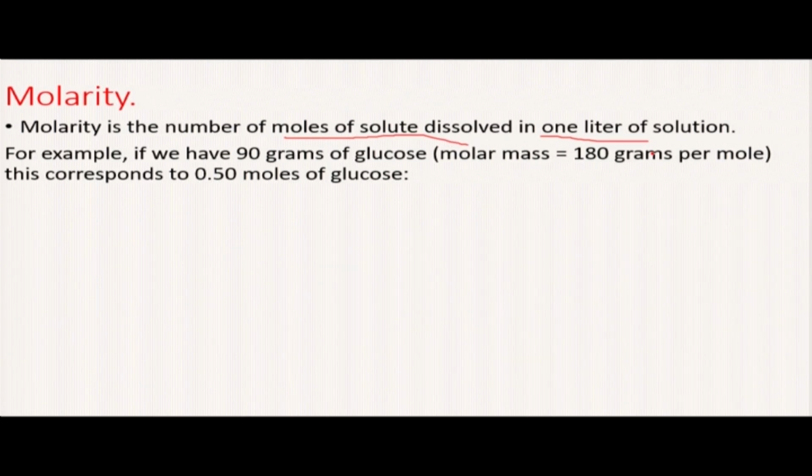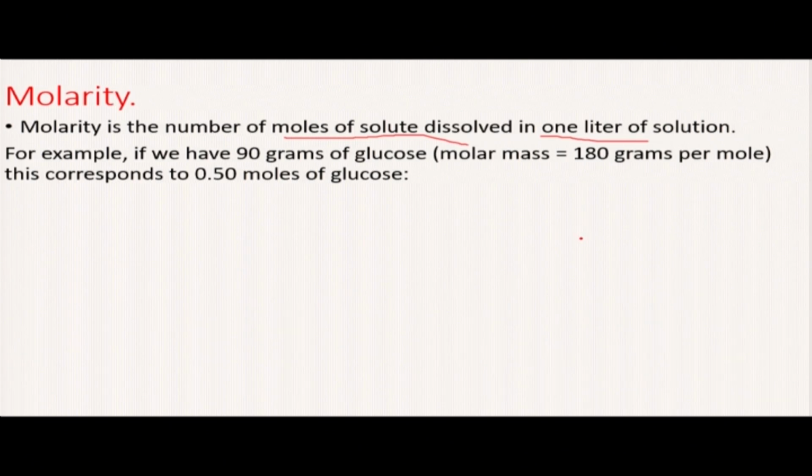For example, the example I've given there, 90 grams of glucose. Glucose is used by athletes because they use a lot of energy, so this glucose is consumed because it can be converted easily to produce the immediate energy that is required. So 90 grams of the glucose, which has a molar mass of 180 grams, corresponds to 0.5 moles.